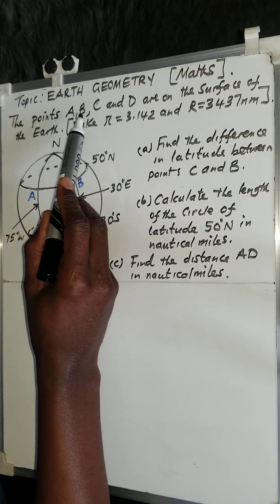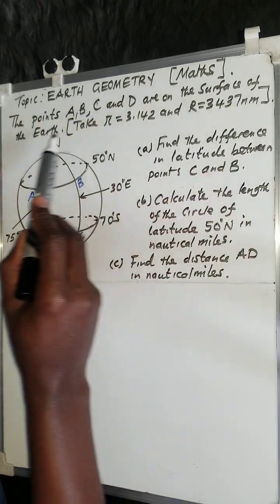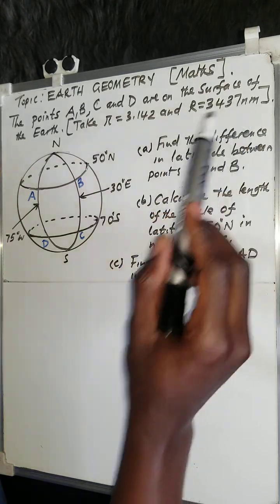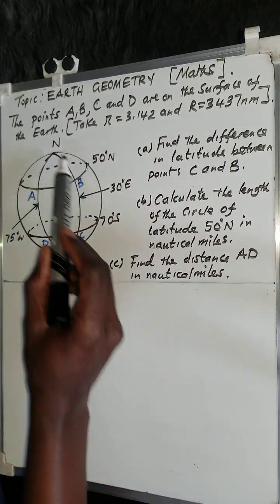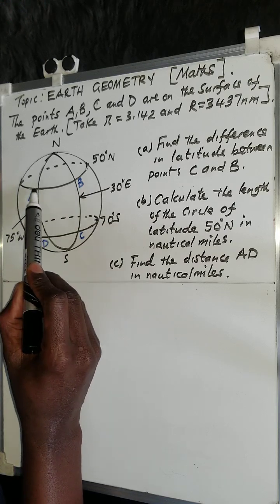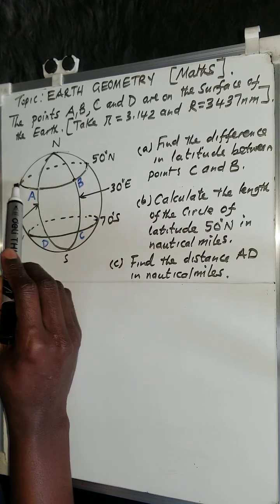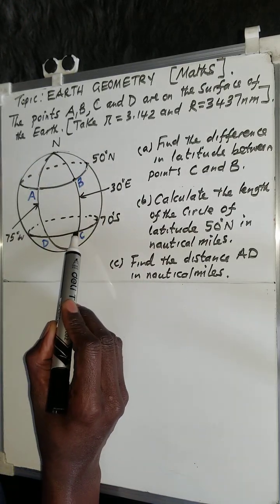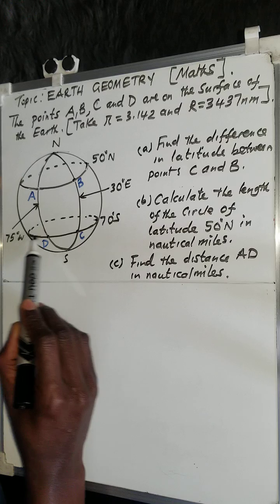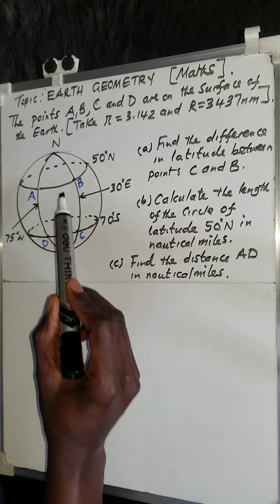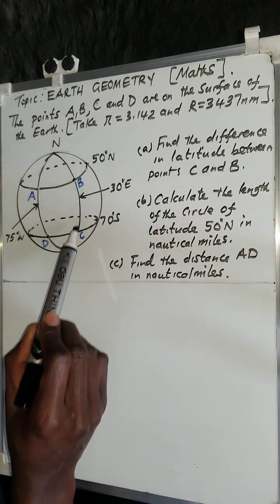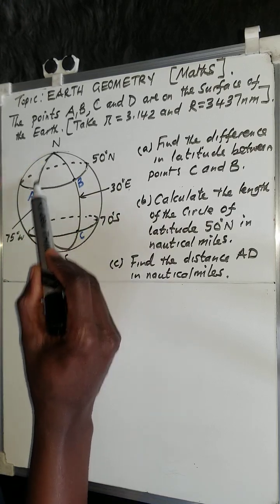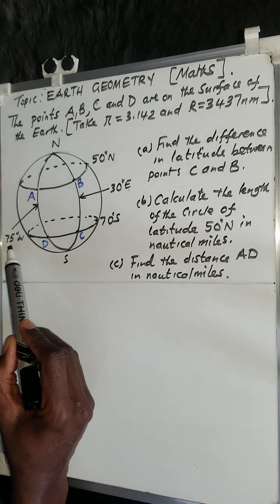It says the points A, B, C, and D are on the surface of the Earth. Take pi to be 3.142 and our radius 3437 in nautical miles. If you study the diagram here, they have given you the points A and B. They all lie on the same latitude, which is 50 degrees north, and the points C and D lie on the same latitude, which is 70 degrees south. B and C are on the longitude 30 degrees east, and A and D lie on the longitude 75 degrees west.